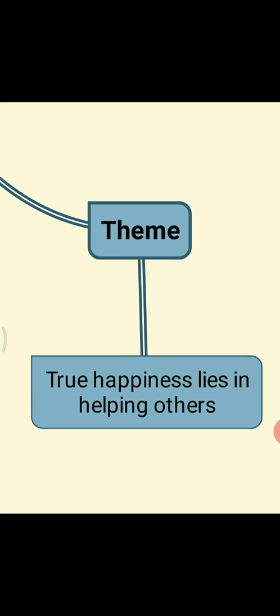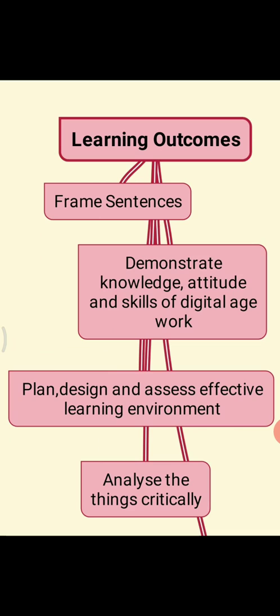Now, let's understand what are the learning outcomes of this chapter. First of all, you will be able to frame sentences. You will be able to arrange sentences in a proper way. Through this learning, you will be able to demonstrate the knowledge, attitude, and skills of digital age work and learn new things. You will be able to plan, design, and assess effective learning environments and experiences. Side by side, you will be able to analyze things critically.